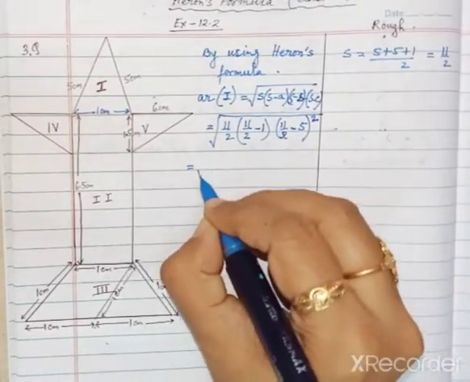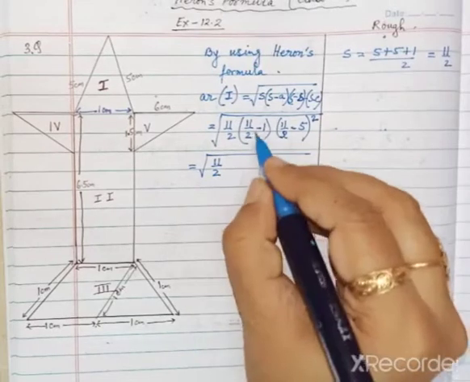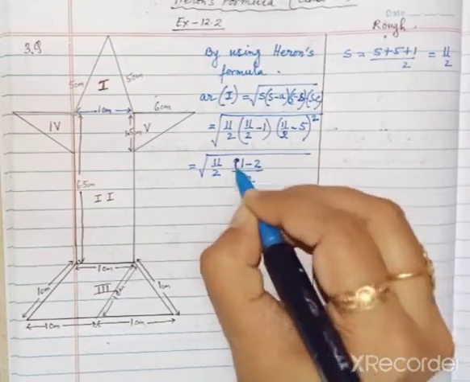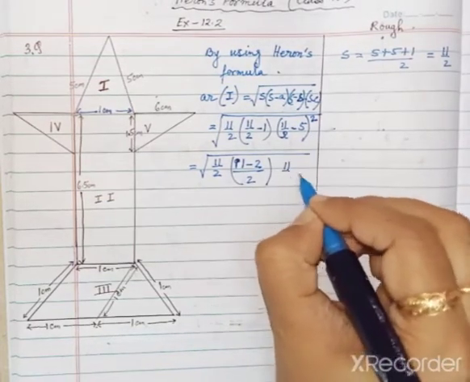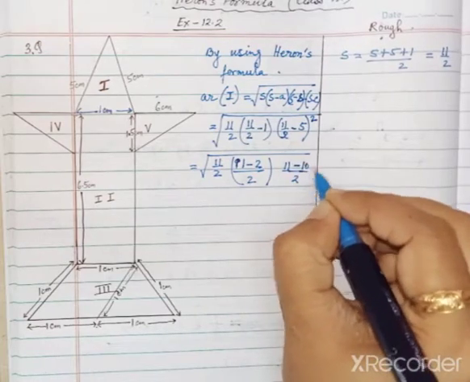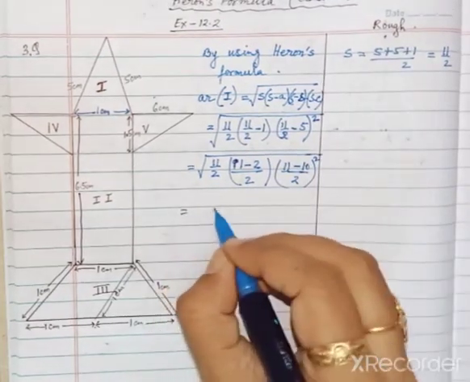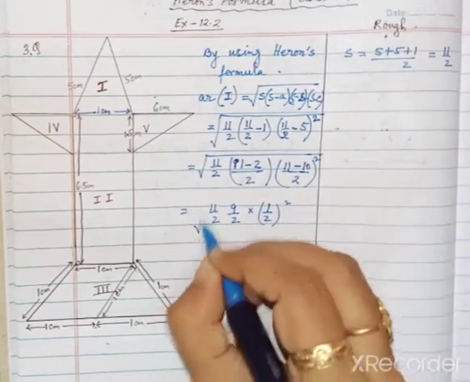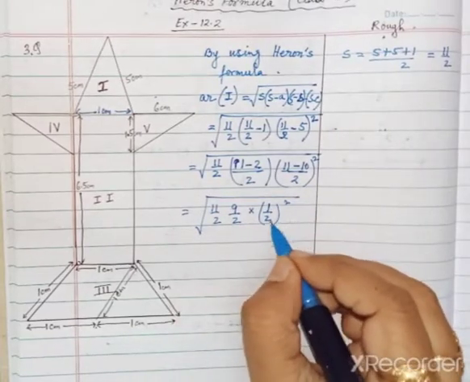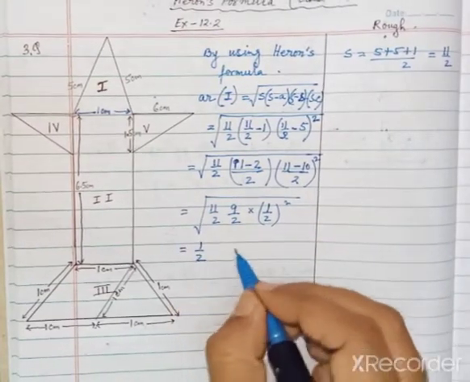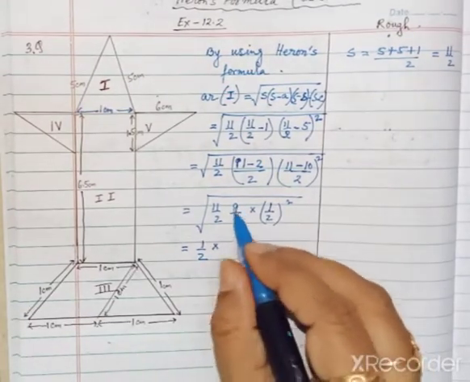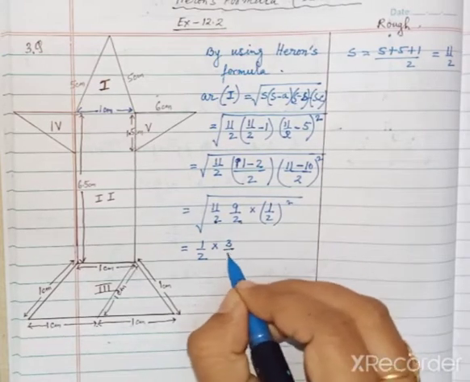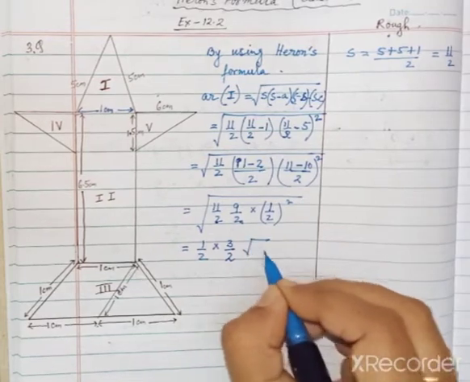So here we have root over 11 by 2, and after solving that we are getting 11 minus 2 by 2 and 11 minus 10 by 2 whole square, and this is 11 by 2 into 9 by 2 into 1 by 2 whole square. Since the square root is there, 1 by 2 will come out, and from root over 9 we can take 3, and twice 2 is 4, so 1 by 4 will come out, and under the root 11 is there.